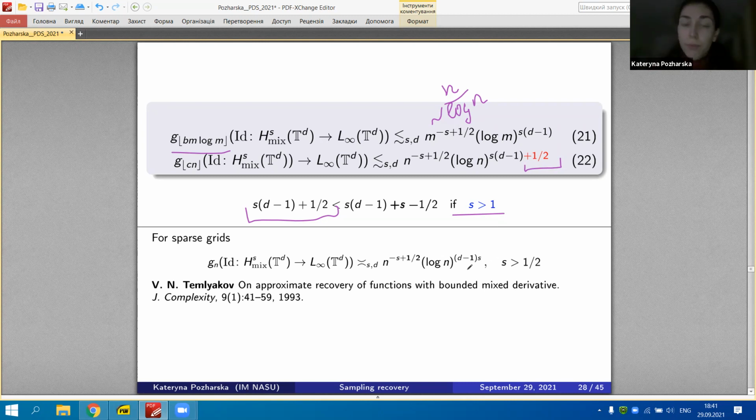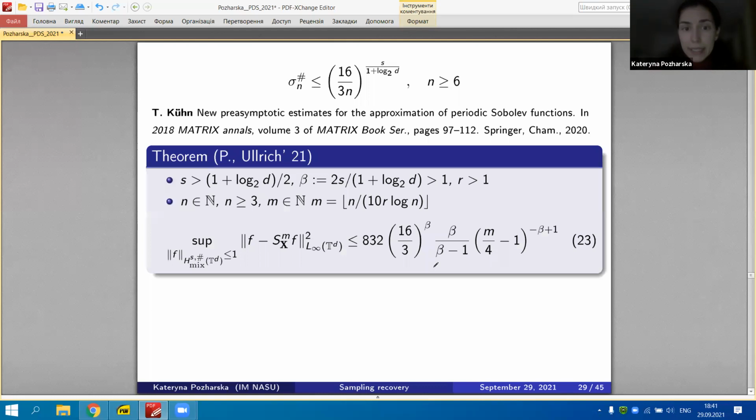But now we move to pre-asymptotic estimates. And we don't know pre-asymptotic estimates for sparse grids in this case, and here you have the explicit form of the constants.